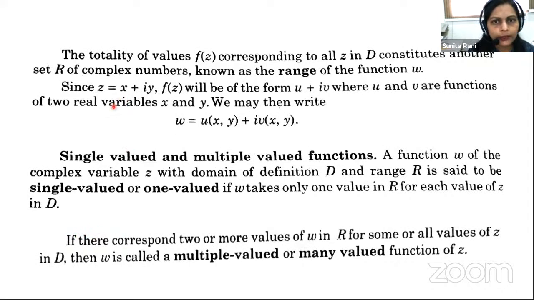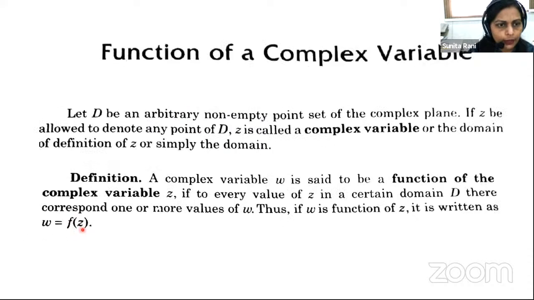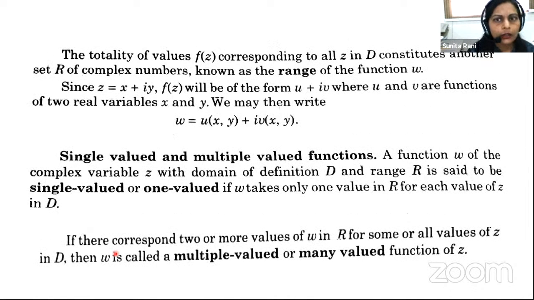Okay, we can write w in terms of u plus iota v. We know that z is equal to x plus iota y, and w is equal to f(z), f(x plus iota y). Write w in the form u plus iota v: f(z) is u plus iota v. So w is equal to u(x,y) plus iota v(x,y). u and v are functions of two real variables x and y. And f(z), you can write w is u plus iota v.